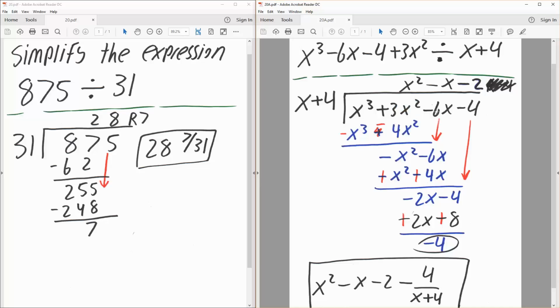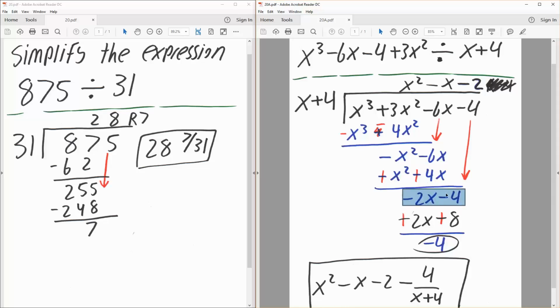And now we bring down negative 6x here. So now we have to think, how can we get negative x squared minus 6x if we have this? And so if we were to multiply this by negative x, we would get minus x squared minus 4x, and now we put a negative in the front, so we get positive x squared, positive 4x, and so this term right here would cancel out, and now we have minus 6x plus 4x, so minus 2x, and we bring down the negative 4 here. So we get negative 2x minus 4.